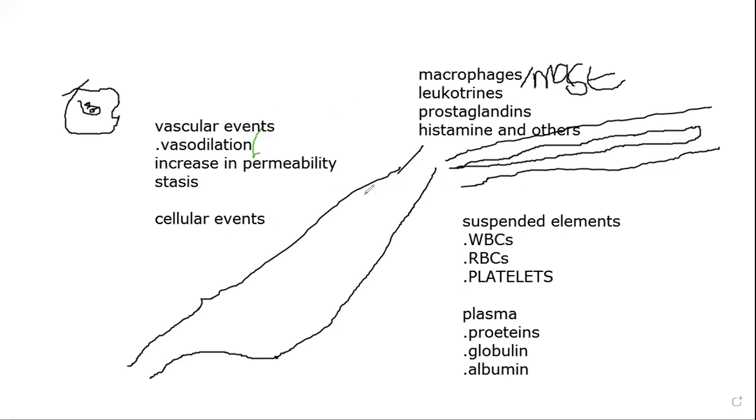When that happens, those white blood cells will secrete chemicals like leukotrienes, prostaglandins, and histamine. Those act on the endothelium, the blood vessel, and when they act on the blood vessel, they will cause what you call vasodilatation. When vasodilation occurs, there will be an increase in the blood flow. You find that we have a lot of blood.